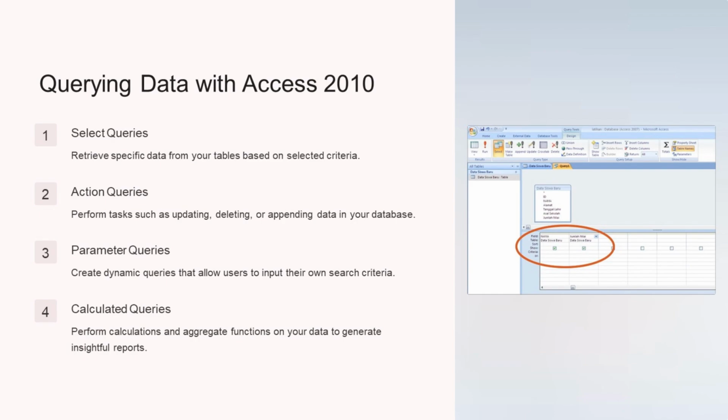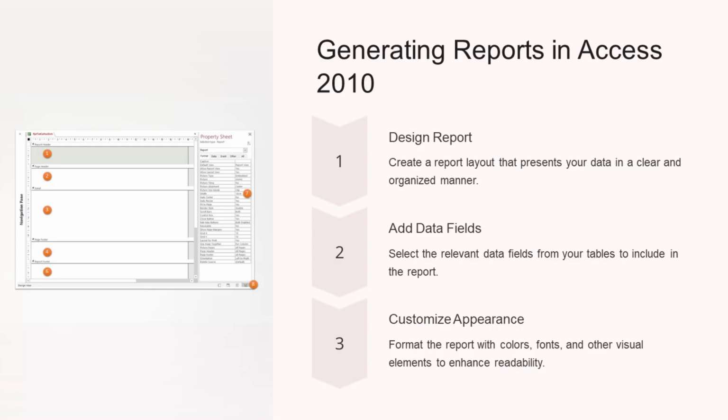Okay, and to generate a report, first you need to design the report. Create a report layout that presents your data in a clear and organized manner, right? Add data fields means select the relevant data fields from your tables to include in the report. After that, customize appearance. Customize appearance means format the report with colors, fonts and other visual elements to enhance readability.